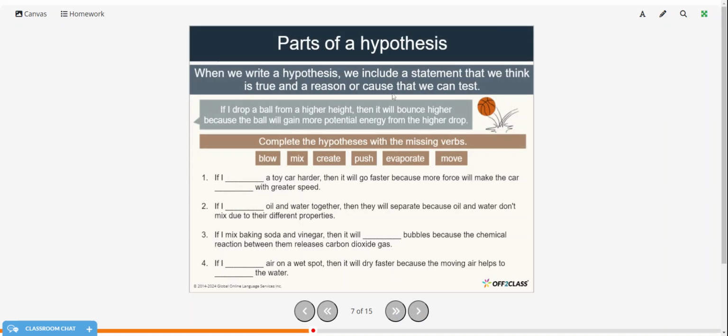And when we write a hypothesis, we include a statement that we think is true and a reason or clause that we can test. So for example, if I drop a ball from a higher height, then it will bounce higher because the ball will gain more potential energy from the higher drop. So now you're going to create the hypotheses using the missing words.